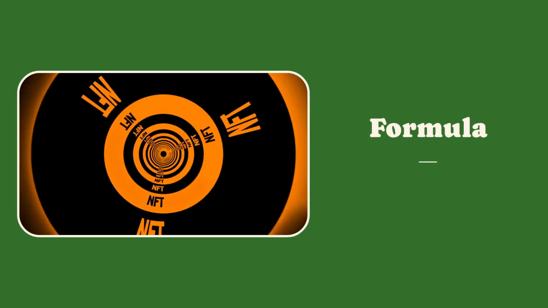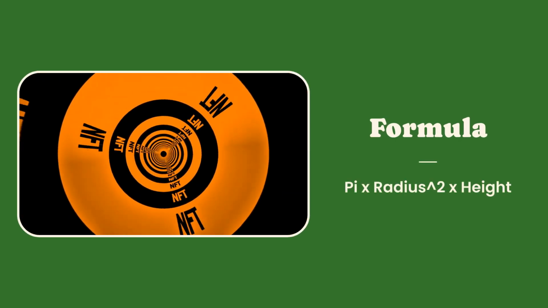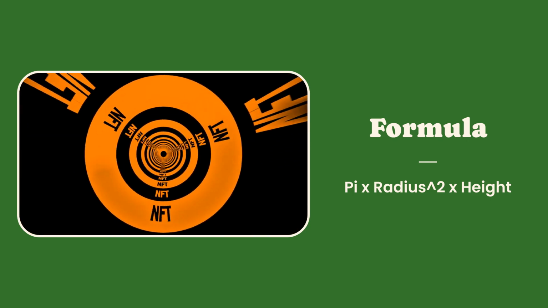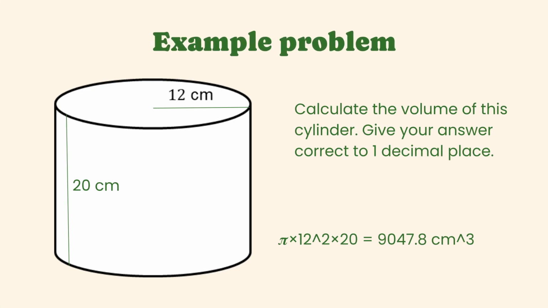The formula for the volume of a cylinder is pi times radius squared times height. Let's say we have a cylinder with a radius of 12 centimeters and a height of 20 centimeters. What's its volume? The answer when we multiply pi times 12 squared times 20 is 9,047.8 centimeters cubed.